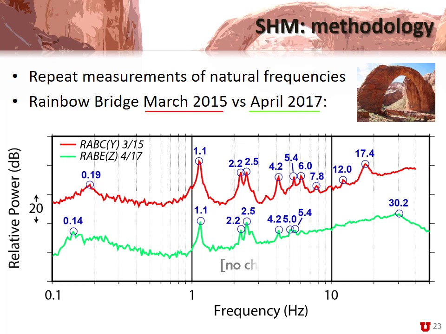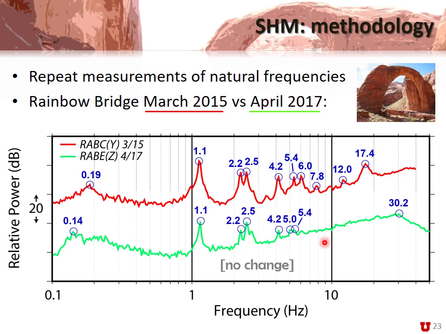So we can do that. Here's the original data I showed you from Rainbow Bridge, 1.1 hertz resonant frequency. That was created in 2015. And we came back 2 years later and measured again. And you can see this green line down here at the bottom. We didn't go on top this time. We went actually down here at the bottom. So it's not as clear data.